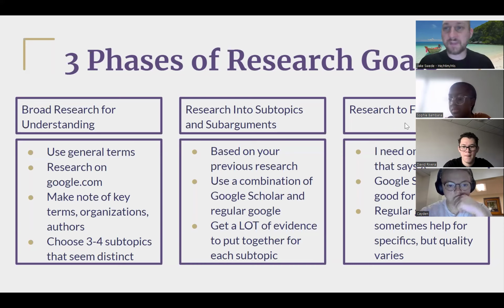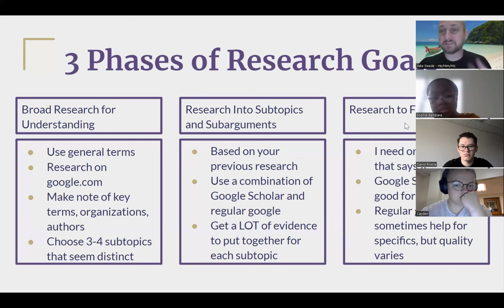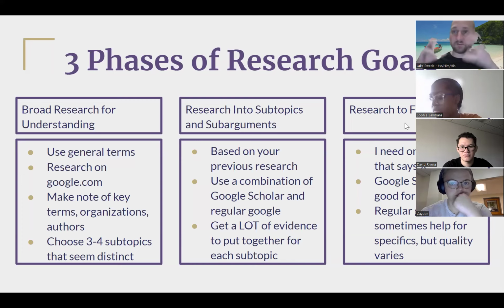You'll be going to google.com or whatever your preferred search engine is, and just using general terms. So for David's project, he might punch in something like Amazon rainforest, size, area, problems, controversies, something like that, just to get started and figure out what people are writing about this thing, right?